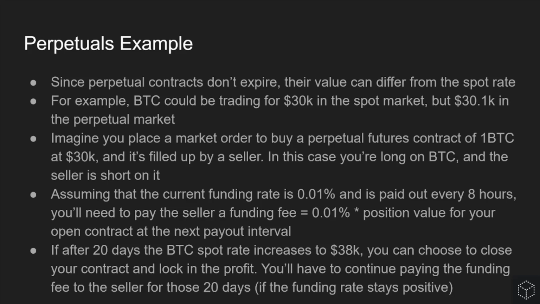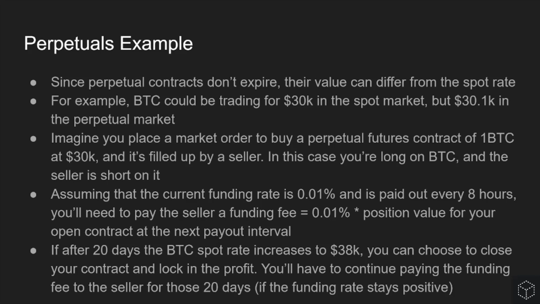So if after 20 days the BTC spot rate increases to 38,000, you can close this contract and lock in the profit. The one thing to note, though, is you'll have to continue paying the funding fee to the seller for those 20 days that you had that contract, as long as the funding rate stays positive. So your profit is going to be, again, similar to the options profit. It's going to be the difference between the spot rate minus your initial buy-in price minus the premium or the funding fee, in this case of perpetuals.